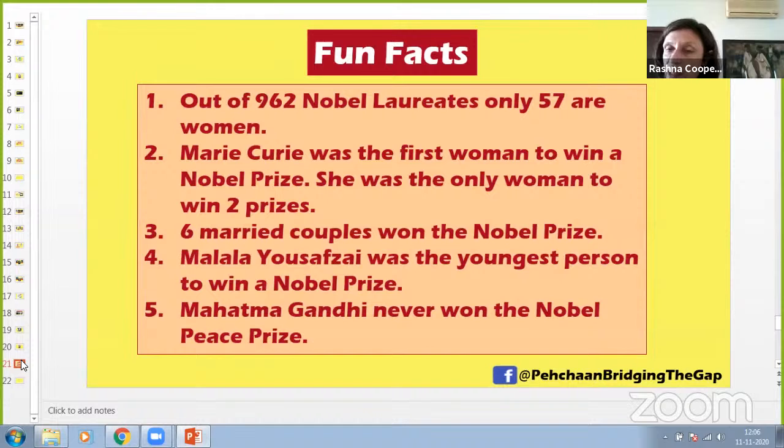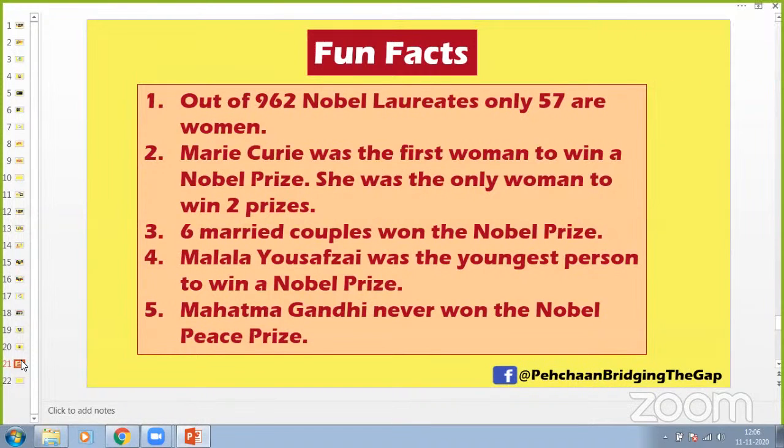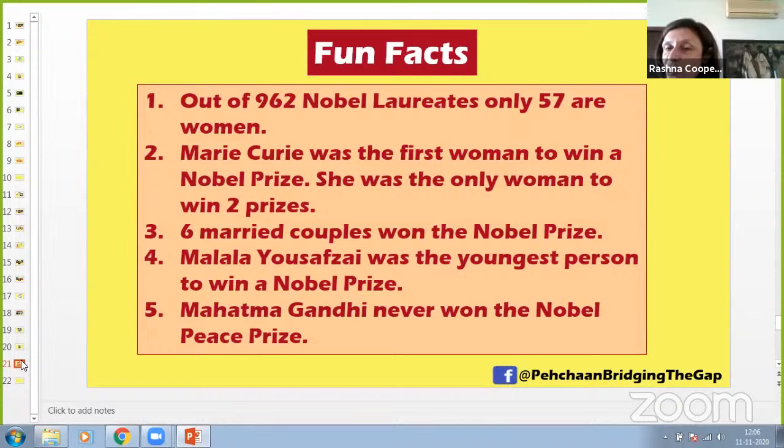Who wants to read? Okay, Sejal, please read. Six married couples won the Nobel Prize. Yeah, isn't that strange? Married couples working together on the same discovery, on the same invention, won the Nobel Prize, right? Six married couples. Out of that, I already told you one married couple was Marie Curie and her husband. And a second one, we are going to see at the end of this when we see this video.